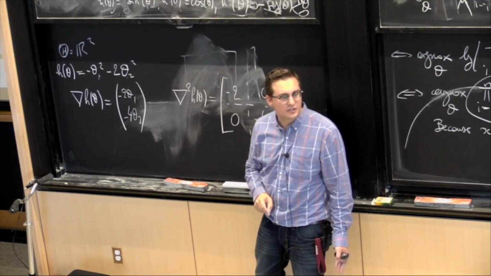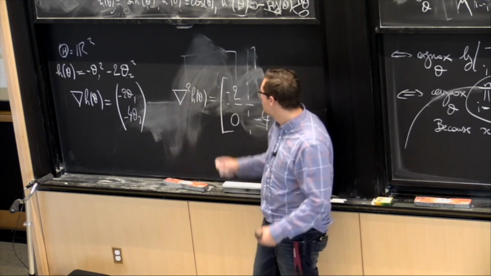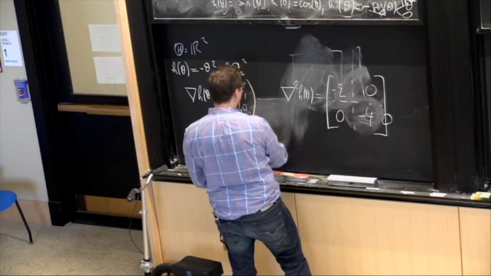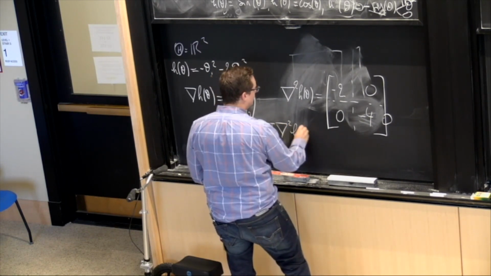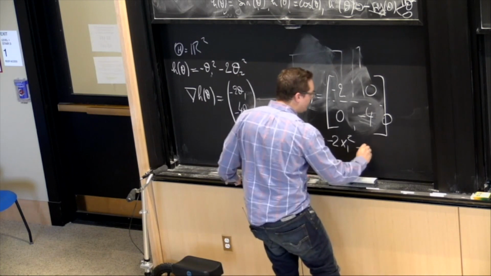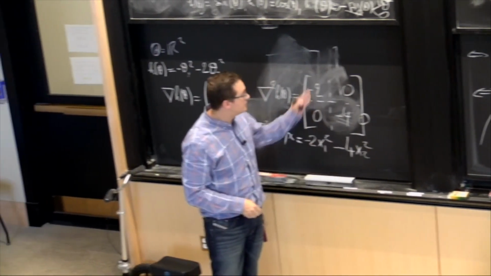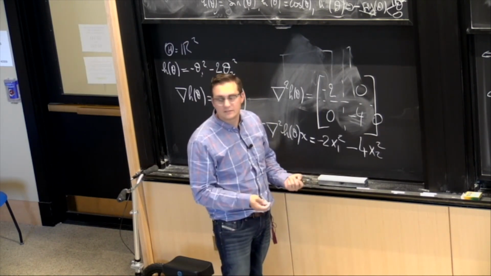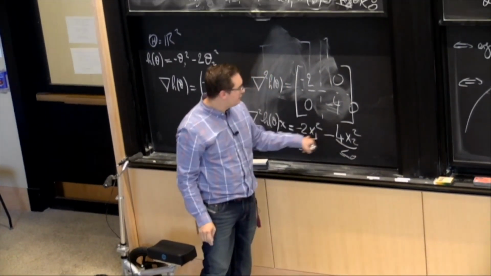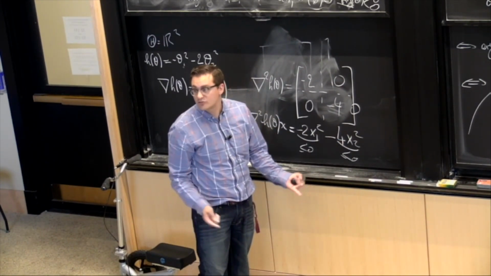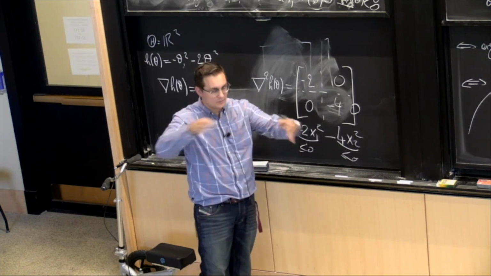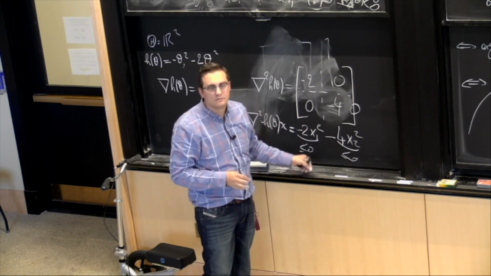OK, so now I want to check that this matrix satisfies that x transpose times the matrix times x is negative. So if I do x transpose Hessian of h of theta times x, what I get is minus 2 x1 squared minus 4 x2 squared. OK, because this matrix is diagonal, all it does is weight the squares of the x's. So this is definitely negative. And actually, if one of the two is non-zero, which means that x is non-zero, then this thing is strictly negative. So this function is actually strictly concave, and it looks like a parabola that's slightly distorted in one direction. OK?